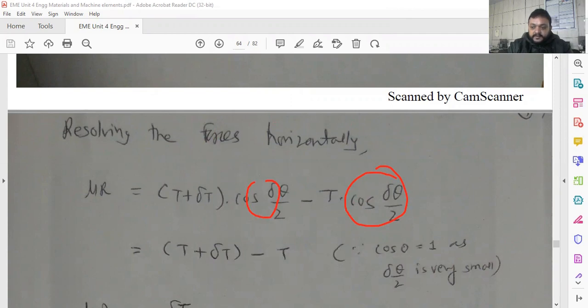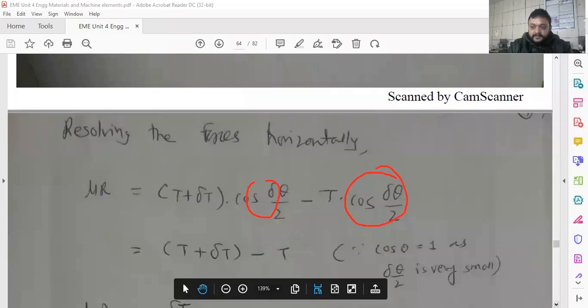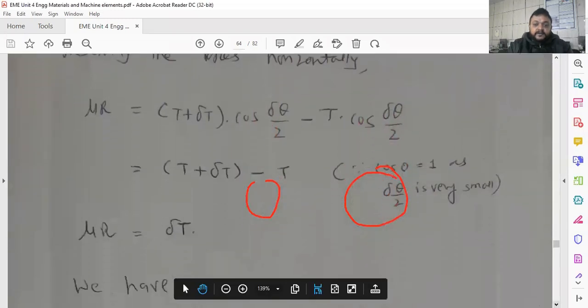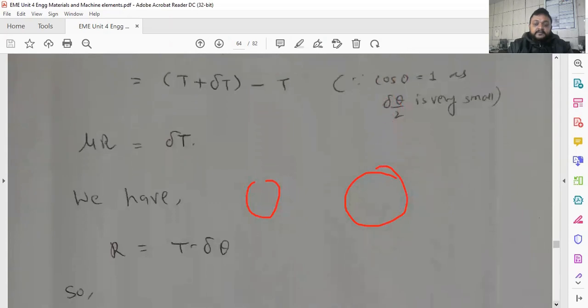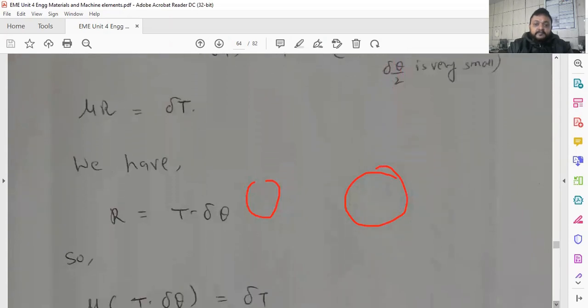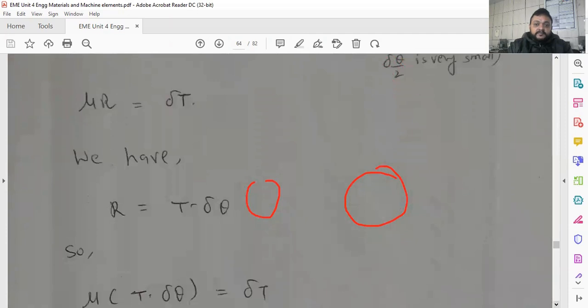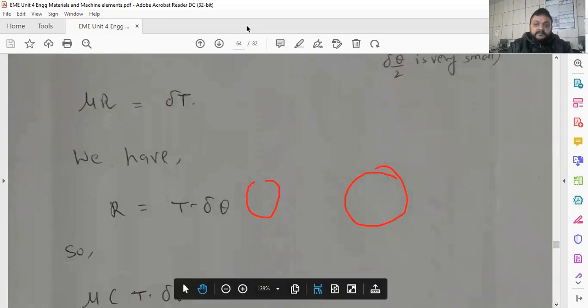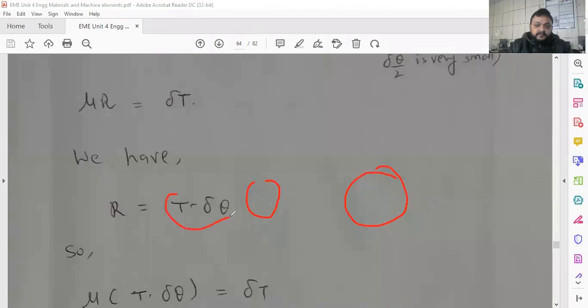Removing the delta t, removing the term t, we will get delta t. Horizontal: mu R is equal to delta T. Then R is equal to T delta theta, so mu R is equal to... So put this equation number 2 into equation number 1, which we achieved by resolving the force vertically, and put R in here. So mu into T into delta theta is equal to delta T.